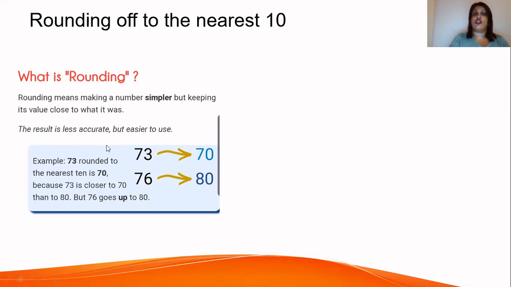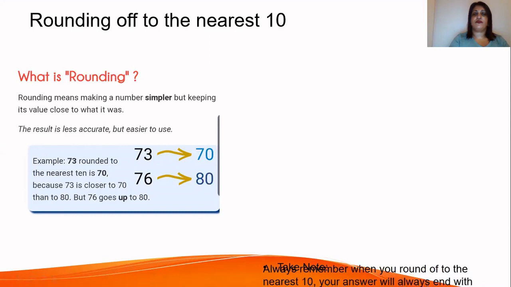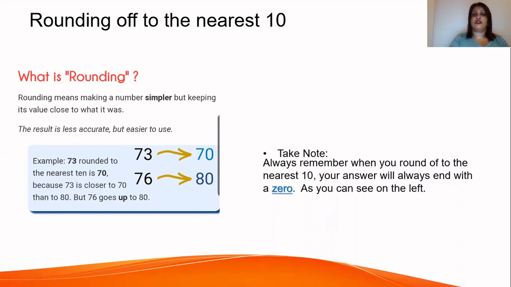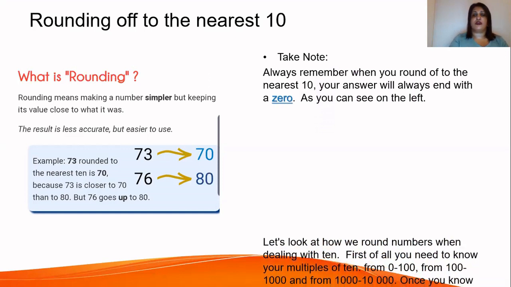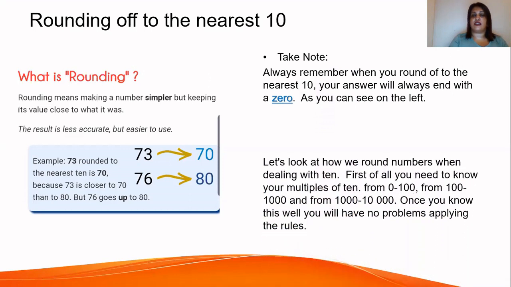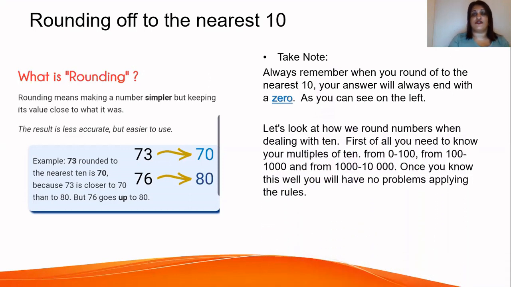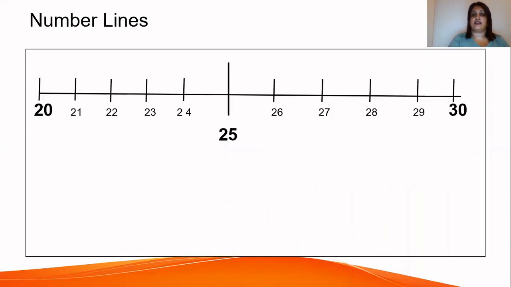Now we've got to look at the rules as to how we got it to 70 and how we got it to 80. Always remember, when you round off to the nearest 10, your answer will always end up with a 0, as you can see on the left of the screen. Let's look at how we round off numbers when dealing with 10. First of all, you need to know your multiples of 10. So you must be able to count in tens from 0 to 100, then from 100 to 1,000, and then from 1,000 to 10,000. Once you know this, you'll be able to apply the rules that we are going to do. So please learn your multiples and your counting of tens.